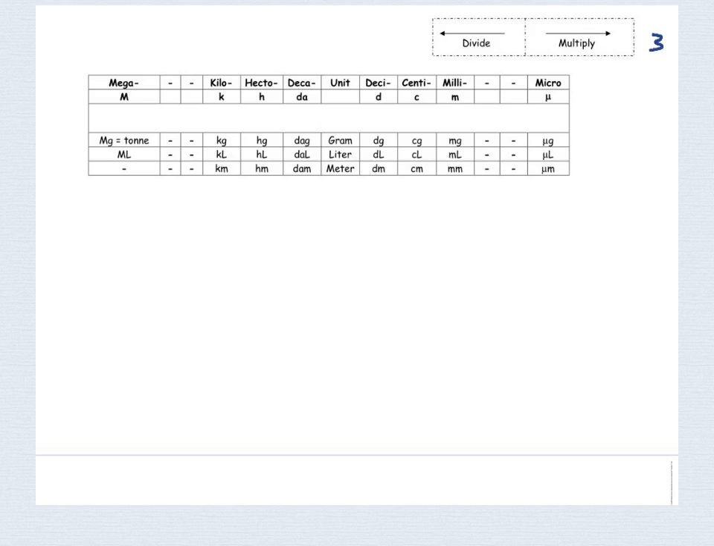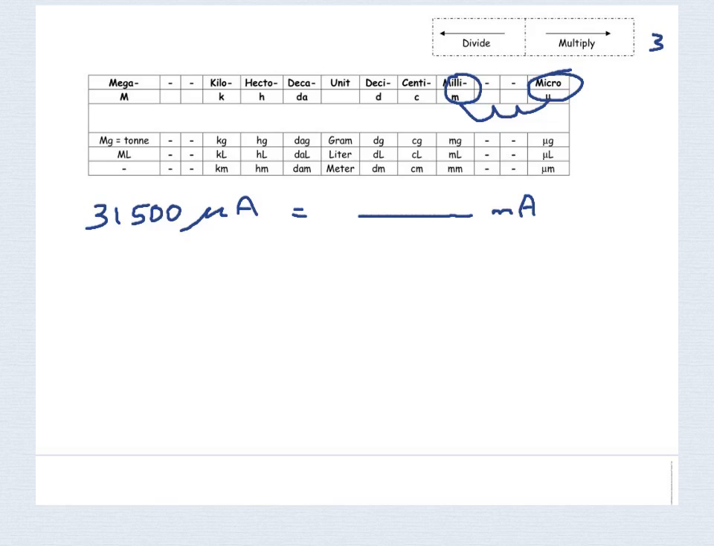Let's do a microamp to a milliamp. 31,500 microamps. So a mu, microamps, want to change that into milliamps. Notice a lowercase m. Going from micro to milli. I'm dividing this time by 1,000. I'm going from a small unit of measure to a bigger unit of measure, so the answer is going to get smaller. Dividing by 1,000.